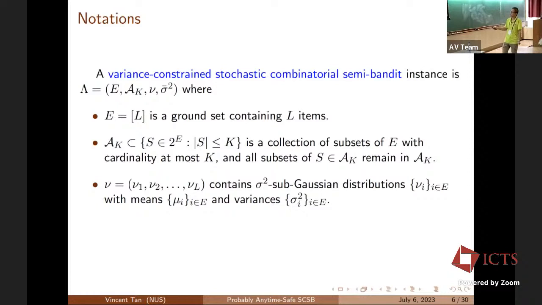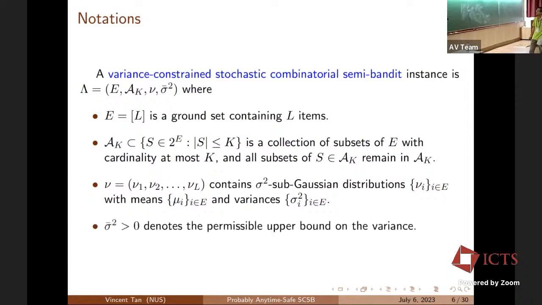You can think of sigma squared as a large number here, all right? Because not all of them have variances sigma squared. All of them will have variances like sigma i squared, they are unknown, and these quantities are smaller than sigma, okay? So the means and the variances are unknown, the bound on the sub-Gaussian is known, okay? So here, just like in the previous work, we have an upper bound on the permissible variance, and this is a certain threshold that is set and is known by the user.